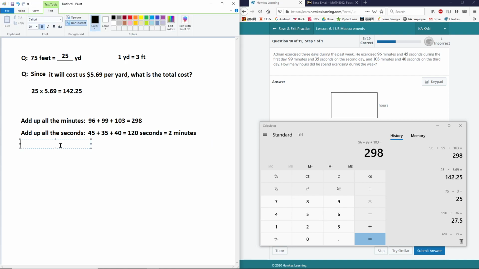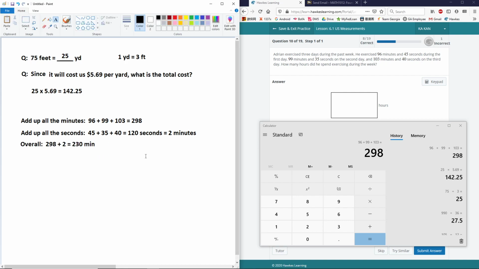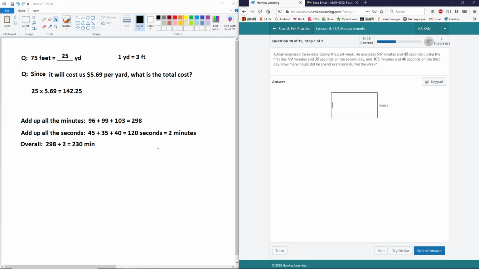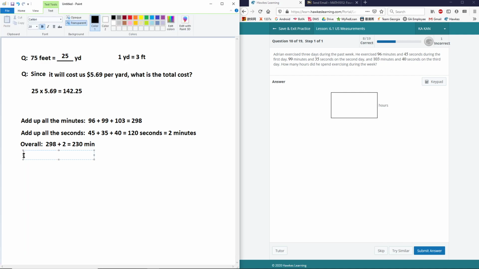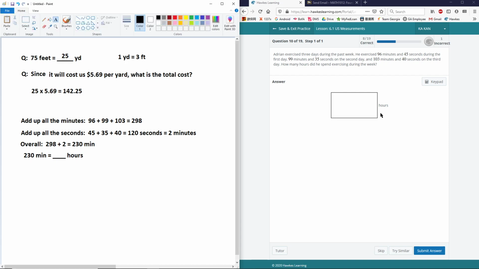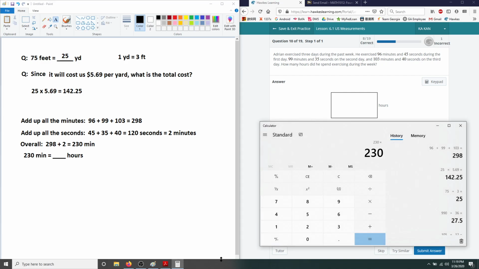So put them together, right? The overall is going to be 298 plus 2, which is equal to 230 minutes. Just like that. So that would be 230 minutes. But look at the answer here. Is it how they want hours? We have to now figure out what this is in terms of hours. So it's just a lot of tricks. It's a tricky problem, right? You got the answer. You just gotta write it in the way that they want. Now we know 60 minutes is 1 hour, so you can just divide by 60. That's the easiest way. 230 divided by 60.